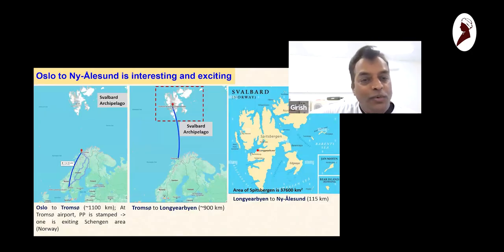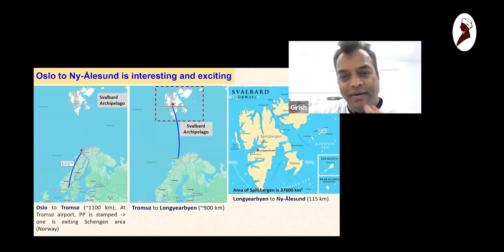Okay. So although Svalbard belongs to Norway, it is not part of the Schengen area. So before you exit Norway at a place called Tromsø, you need to get your passport stamped saying that you are exiting the Schengen area. And then from there, you fly to Longyearbyen, which is about 1,200 kilometers, 1,000 kilometers, something like that. Okay.